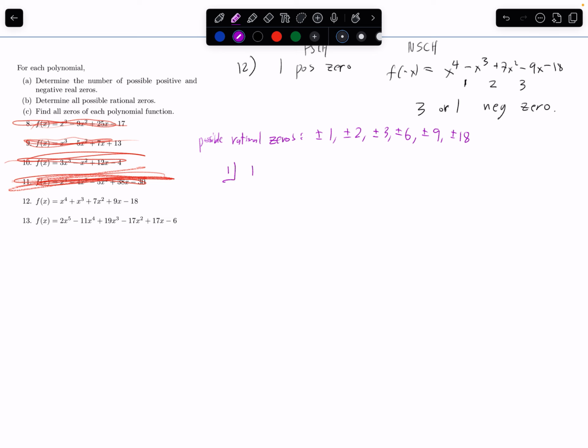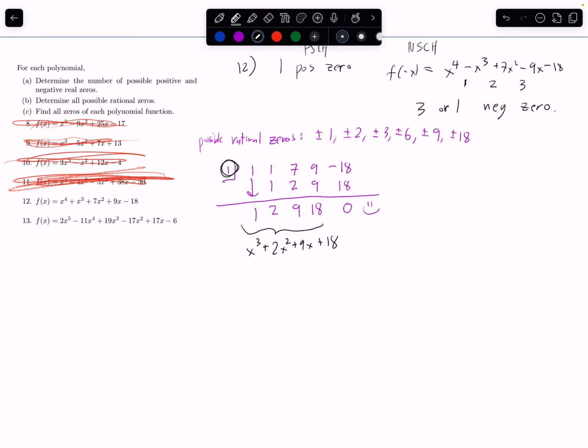We're going to run our synthetic division. Coefficients of my original polynomial are 1, 1, 7, 9, and negative 18. So here's the synthetic division. 1 comes down. 1 times 1 is 1. 1 plus 1 is 2. 1 times 2 is 2. Plus 7 is 9. Times 1 is 9. Plus 9 is 18. Times 1 is positive 18. And yes, lucky, first one. That actually reduced. So that means the resulting polynomial is x to the third plus 2x squared plus 9x plus 18. We already found our first zero, which is 1. Okay, good news.